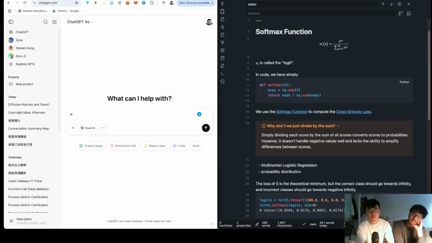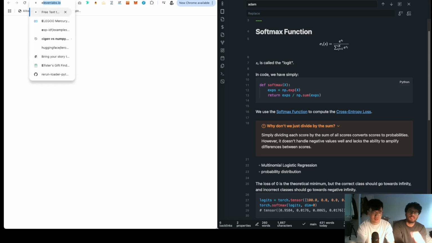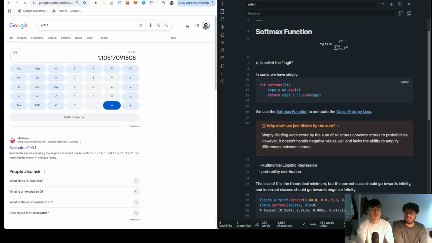What's e to the small number? E to the very small number is 1, right? E to the 0 is 1. E to the 0.1 is about 1. So I think it has something to do with the negative numbers. Are they negative? No, there are no negative exponentials.